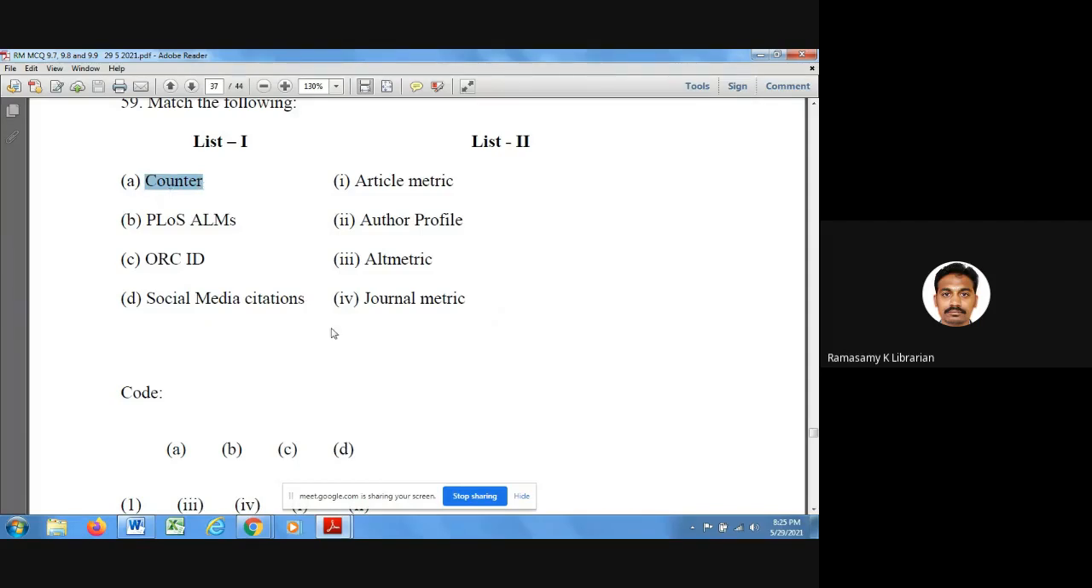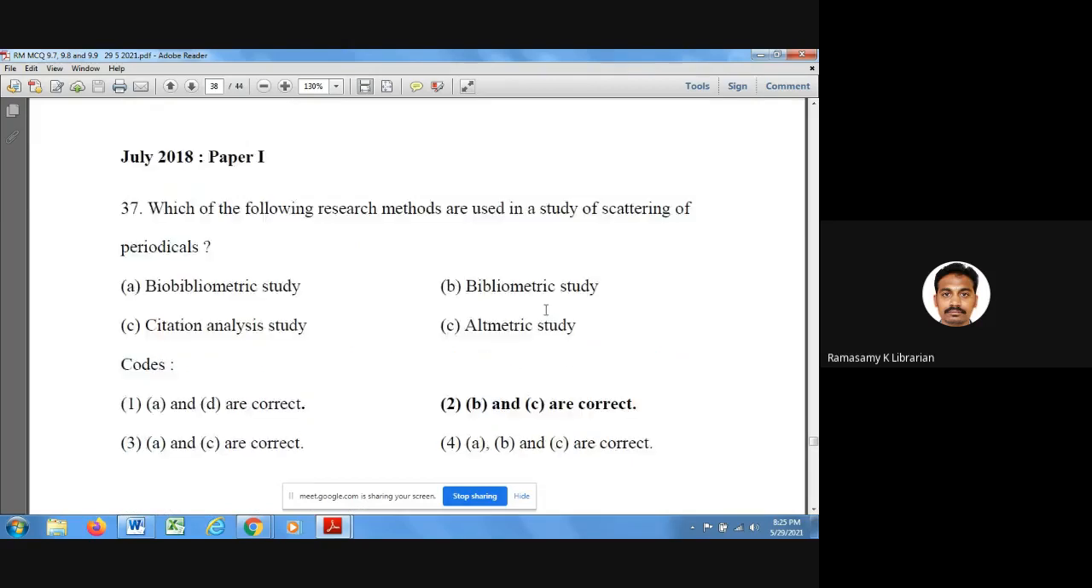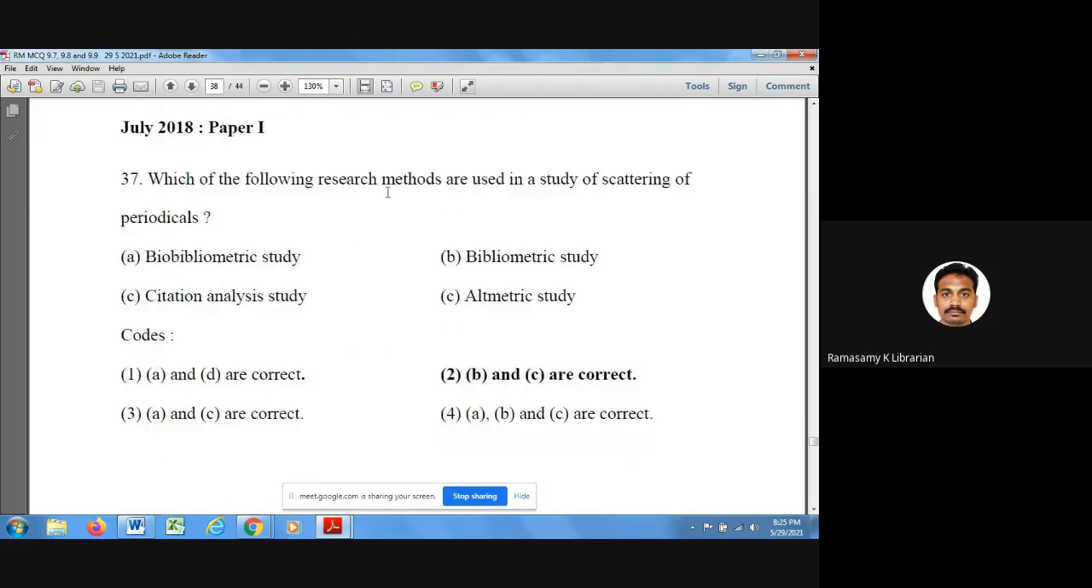So Counter is a software which can be embedded with your online subscribed e-resources. That will tell you periodically how many journal articles, which journal is most used, most downloaded by your library users. So the Counter stat is a very popular one. Fine. Okay. Then comes: which of the following research methods are used in a study of scattering of periodicals?